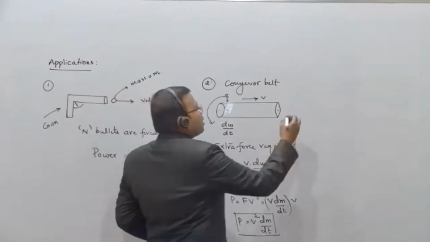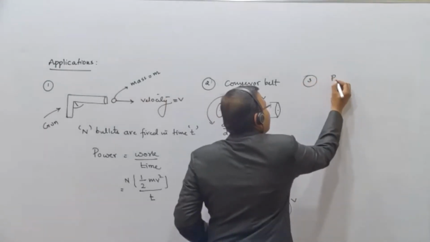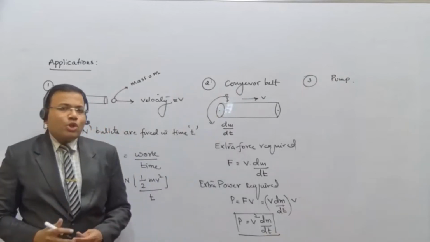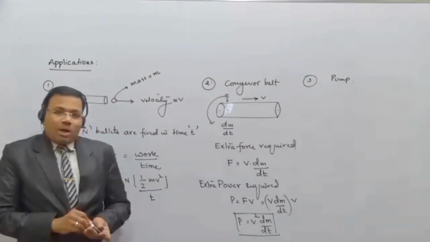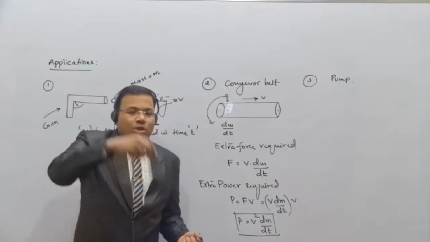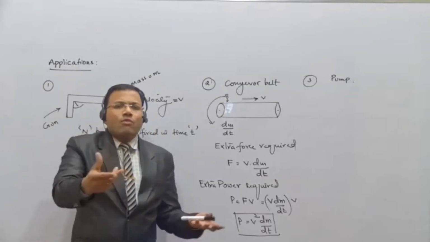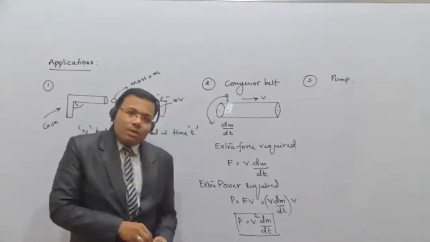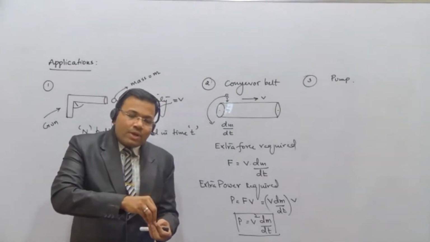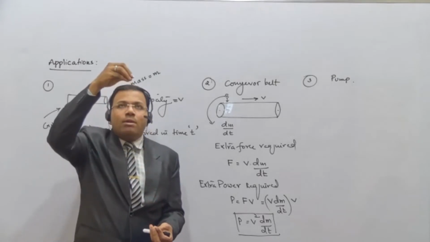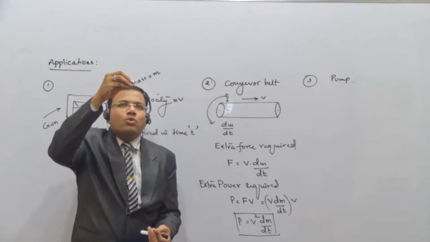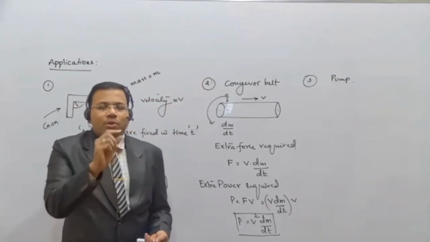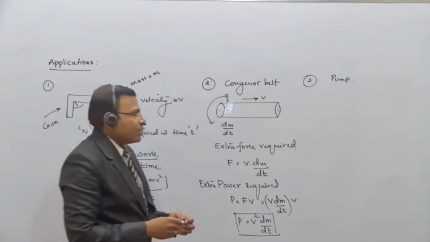Next, let us go for the other one. A pump is there. Just imagine one pump, and what is the duty of that pump? That pump is taking some amount of water from a well to a height h, and it is not just taking that water to a height h, it is ejecting that water, throwing that water with velocity v. So how is the situation? Let us see.